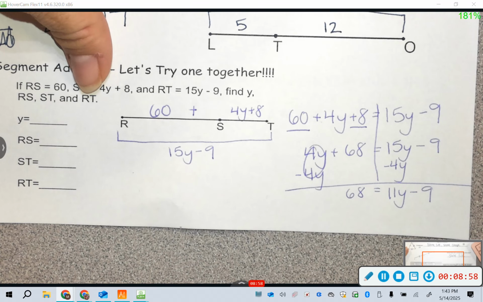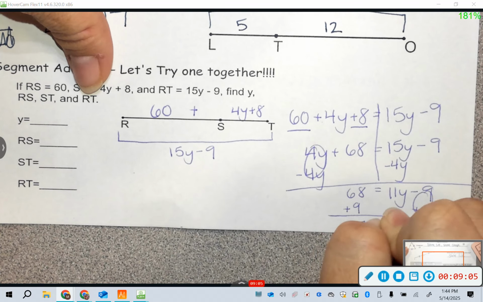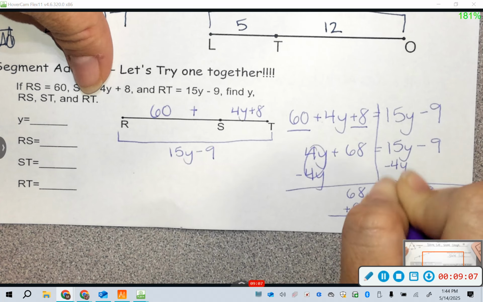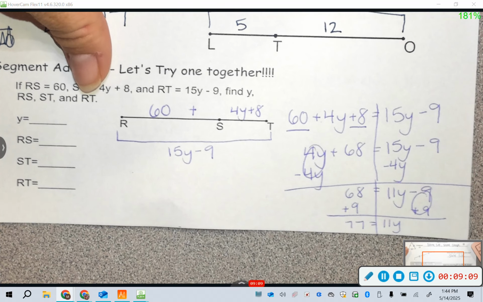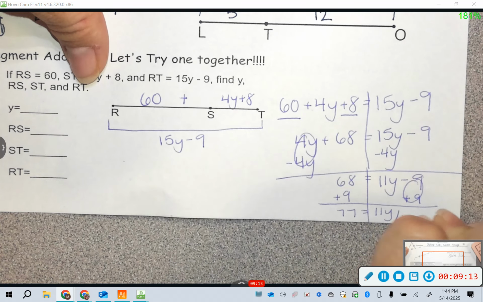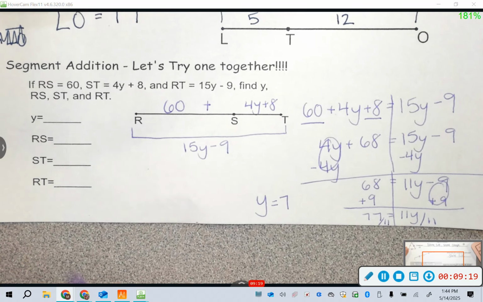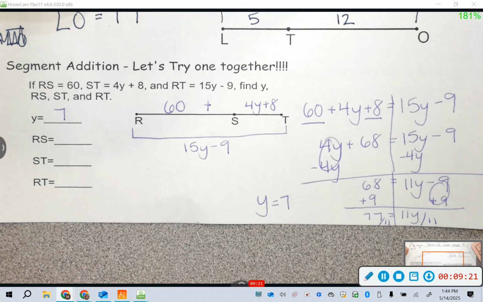Now what? Add 9 to both sides. And that gives me 77 equals 11y. So now what do I do? Divide both sides by 11. And what do I get? Y equals 7. That was the hardest part. Y equals 7. Then it says RS.